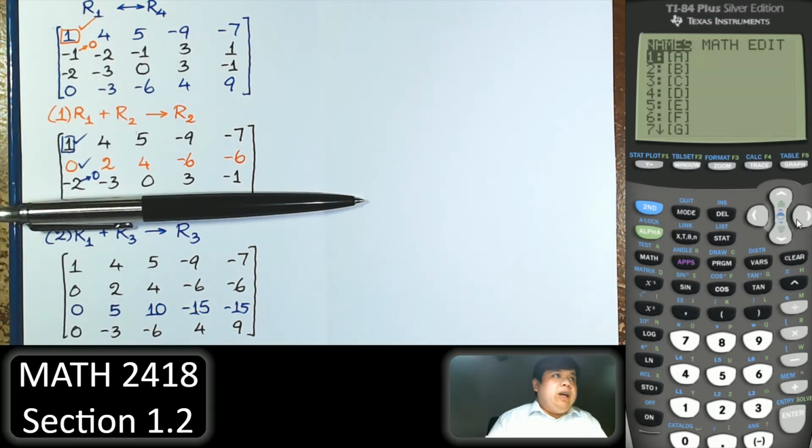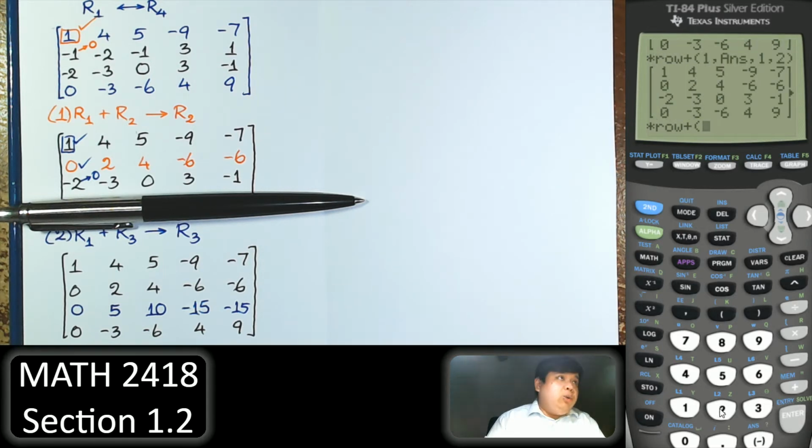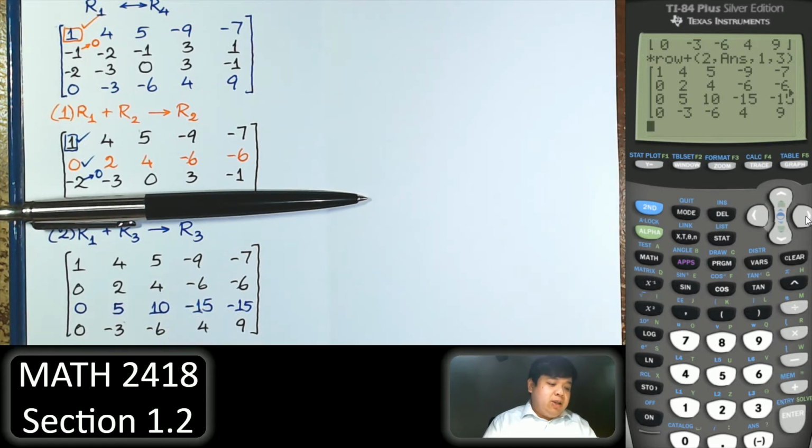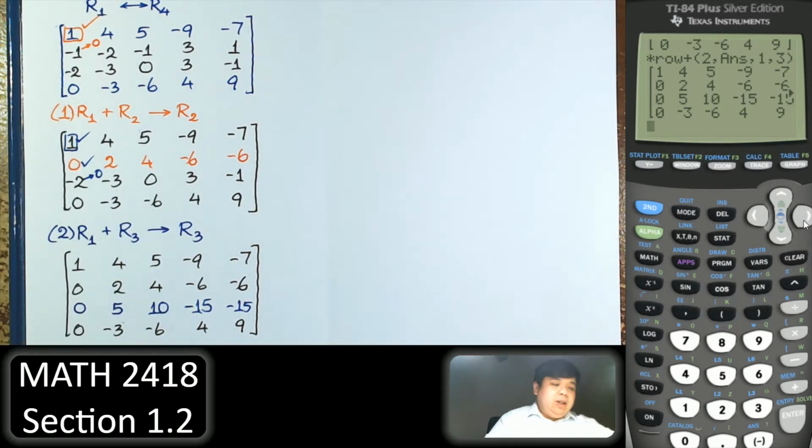Again, I will check with the calculator. So multiply 2, apply to the matrix, multiply 2 to row 1, add and replace to row 3. Right, so 1, 4, 5, -9, -7, 0, 2, 4, -6, -6, 0, 5, 10, -15, -15, 0, -3, -6. Right, that's good. Right, now let's check.